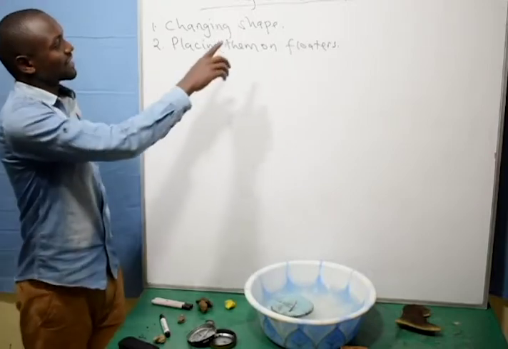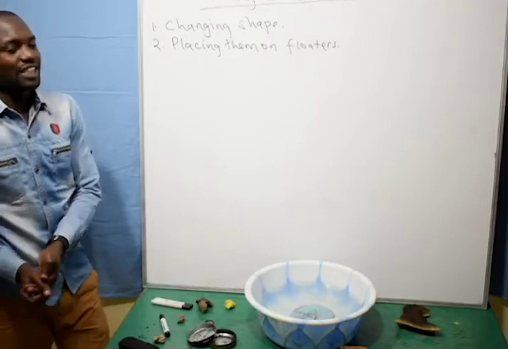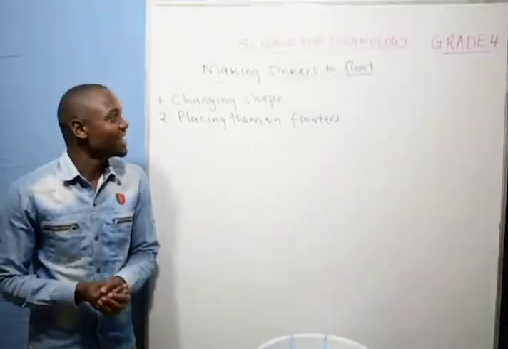So we can make sinkers float by changing the shape, or by placing them on floaters. We can make floaters sink by changing shape or adding weight to them.